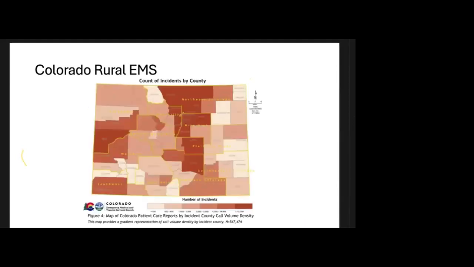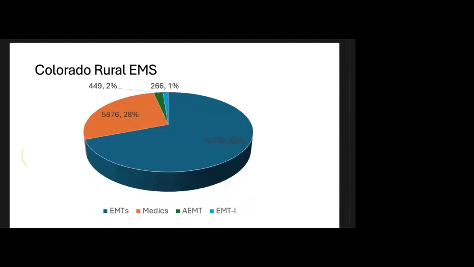A good number of counties have less than 500 911 incidents a year, right? These kind of lighter color. So again, rural, low volume. And Colorado EMS is mostly run by BLS providers. If you look at the breakdown, the vast majority, 70%, are EMT-Basics. We have some EMT-IV, EMT-B and IV, this is lumped together, whereas only about 28% are medics, and then we also have EMT-Intermediates and AEMT.